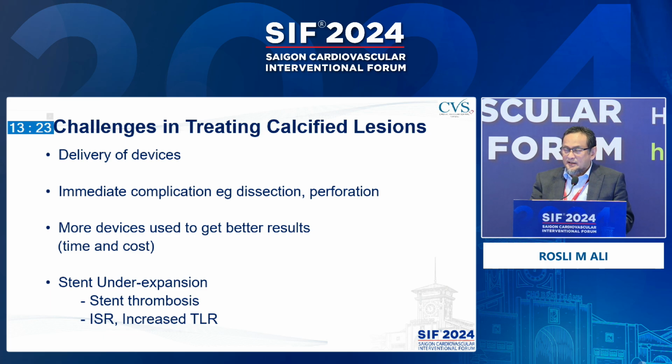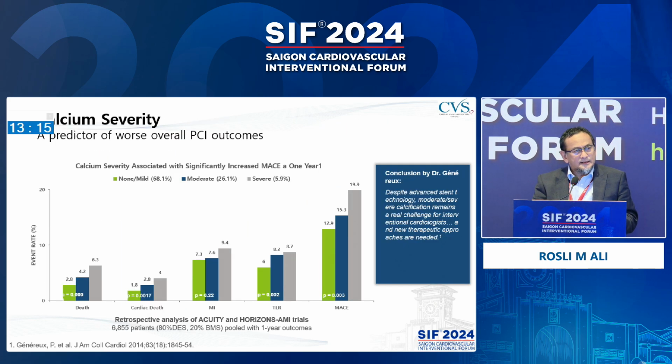And the stent can be underexpanded if you implant one, and there you have the risk of stent thrombosis, in-stent restenosis, and increased TLR. With calcium severity, when you have mild, moderate, and severe, it's clear that the more severe the calcification, the higher the event rates. As you can see, death, cardiac death, MI, TLR, and also the total MACE are much higher in calcified lesions.